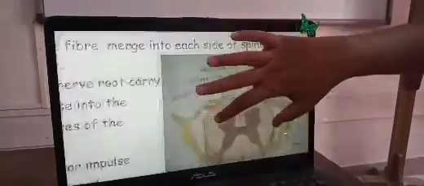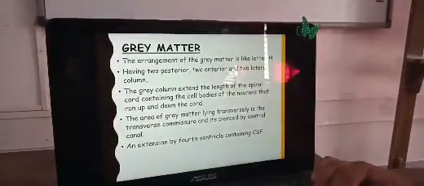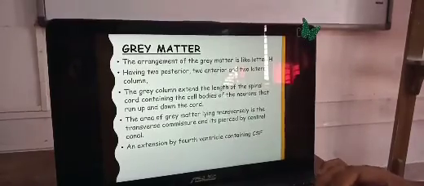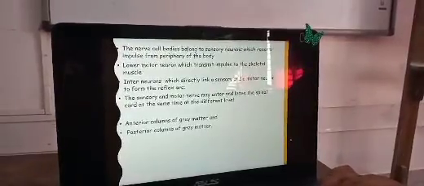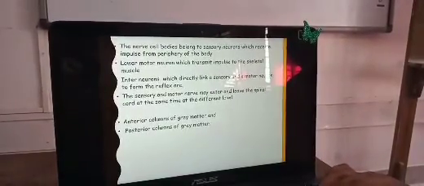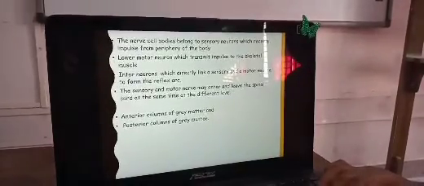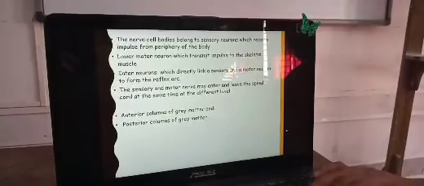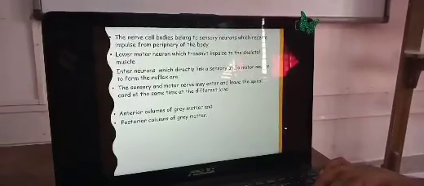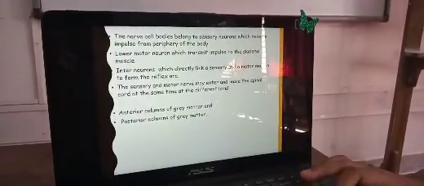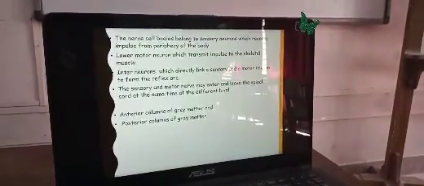So all this is given in the form of an H. There are more elaborate pictures that are given in your textbook. So with the write-up, if you can read with your textbook open, you will be able to understand. The nerve cell bodies belong to sensory neurons, which receive impulses from the periphery of the body. Lower motor neurons, which transmit impulses to the skeletal muscle. Interneurons, which directly link a sensory and a motor neuron to form a reflex arc. This reflex arc is a very important question which is asked. I will also share some important questions at the end of this presentation.